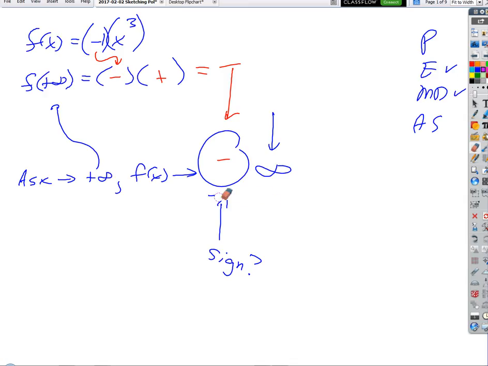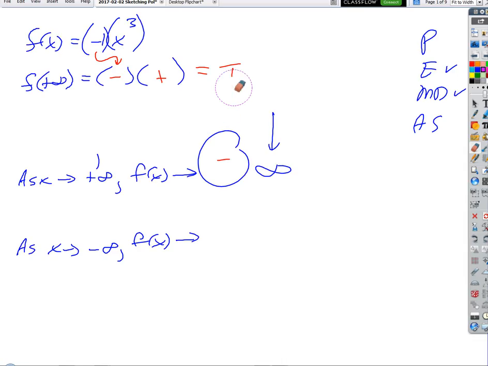How about the left? So as x approaches negative infinity, f of x approaches what? Okay, so let's do the same process again. There are two factors. We just need to know the signs of those. So if I'm plugging in a negative number, we know it's infinite, so I know the outcome is infinite, right? Just got to know the sign.